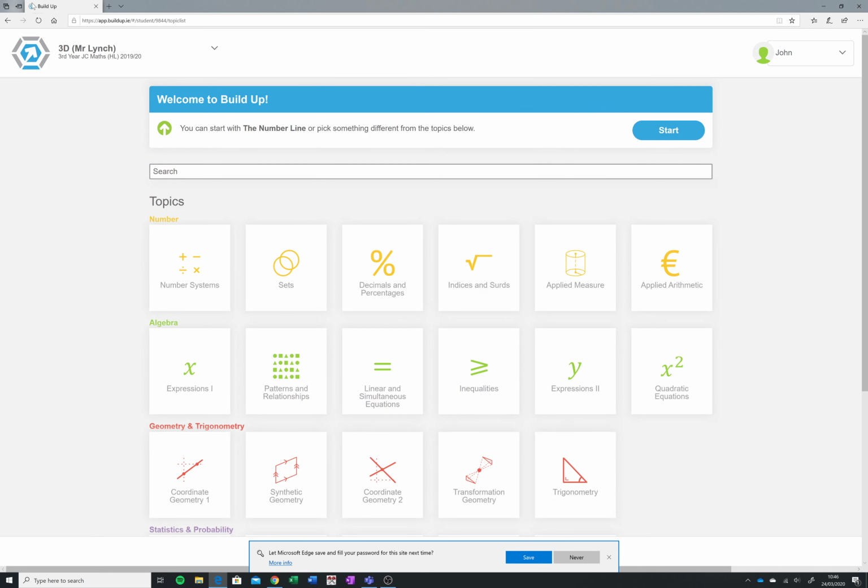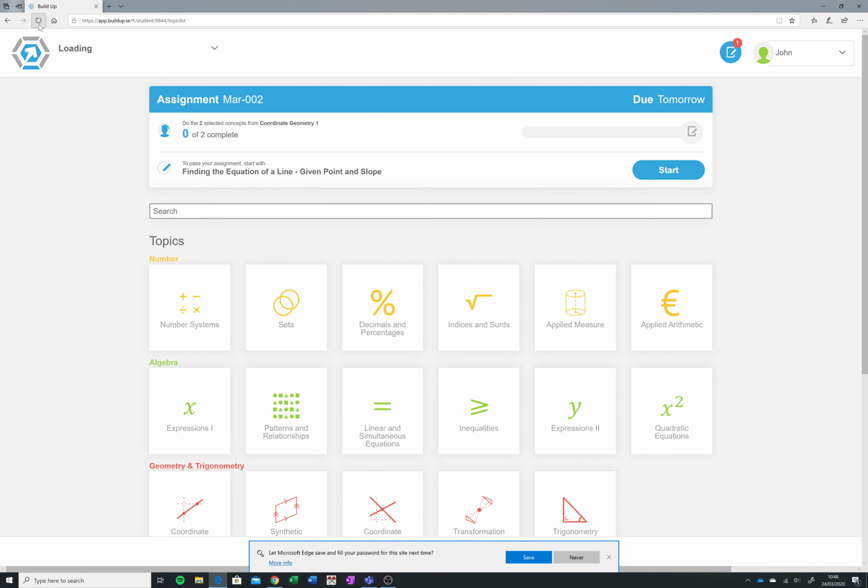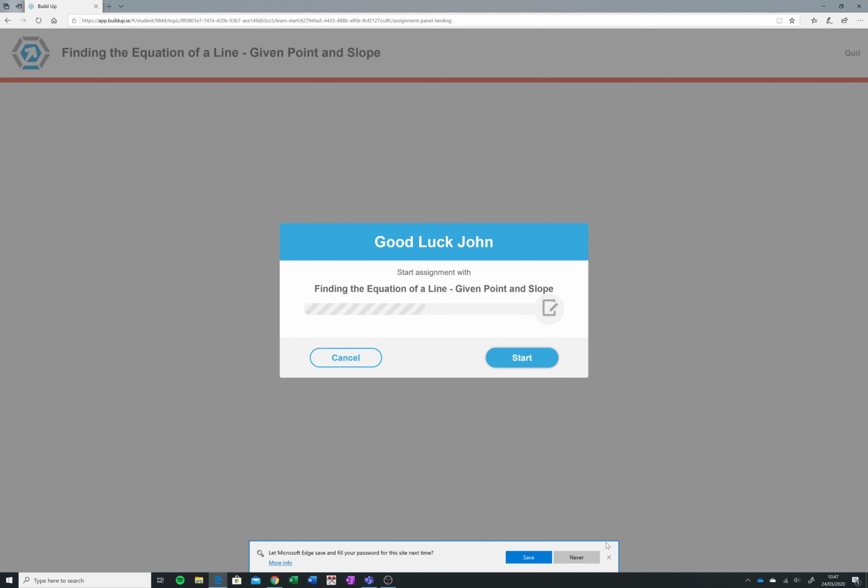Whenever the assignment is put in, if I, for instance, refresh, look at that. There it is. Assignment due tomorrow. 0 of 2 complete, and it says start. Also up here, I note that it's right there as well. So I can click it there, or I can click it there. Okay, good luck, John. Here we go. And you click that, press start.